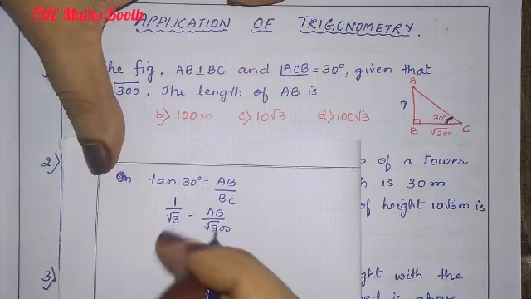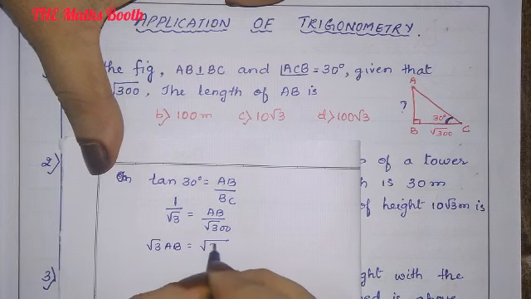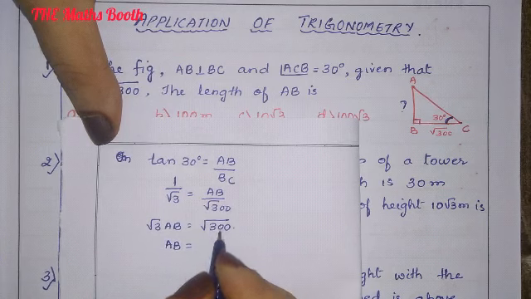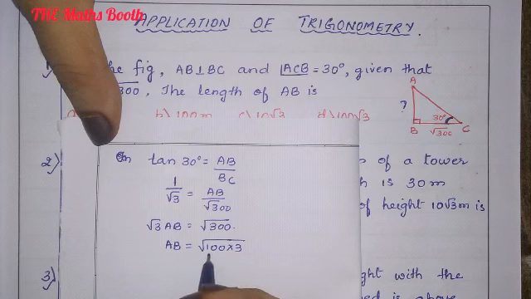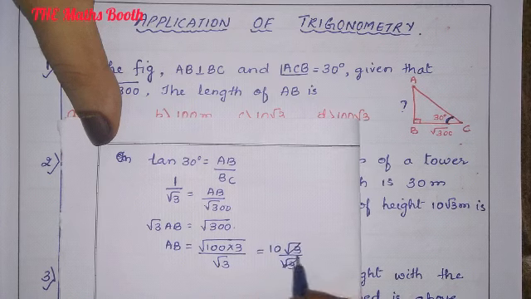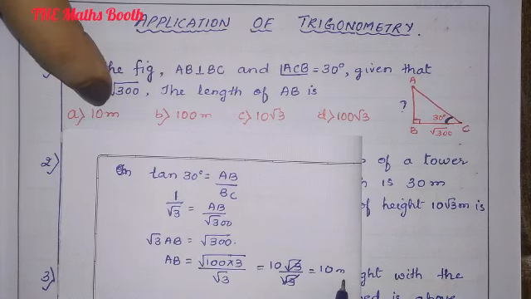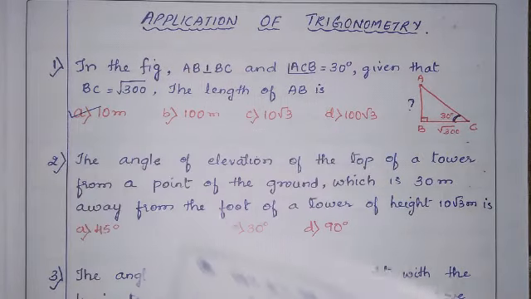So cross multiply. AB into root 3, that is root 3 AB, is equal to root 300. Now AB is equal to root 300, which I will write as root of 100 into 3, upon root 3. Root 100 is nothing but 10. Root 3 as it is upon root 3, root 3 gets cancelled. Answer is 10 meter. Option 1 is 10 meter. So this is the first answer.